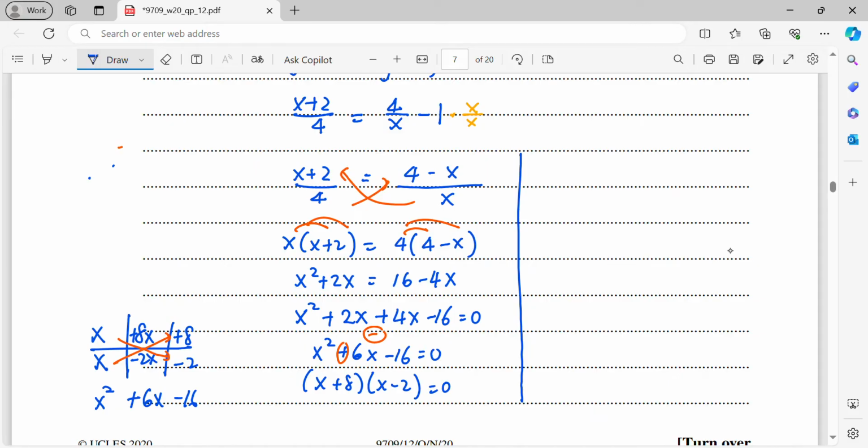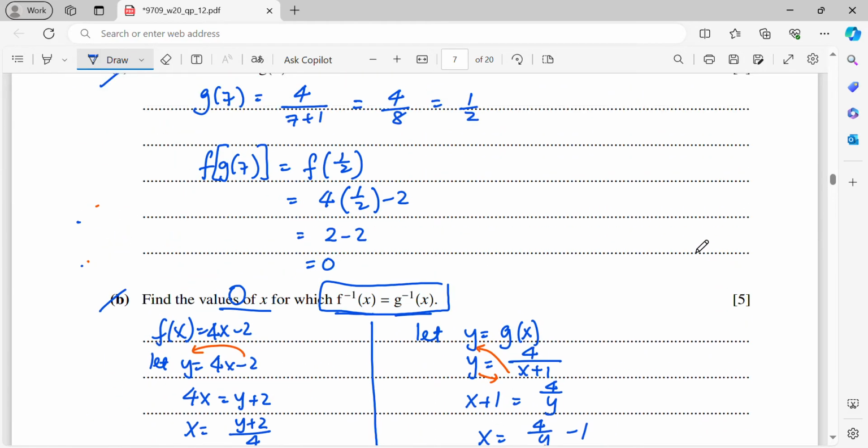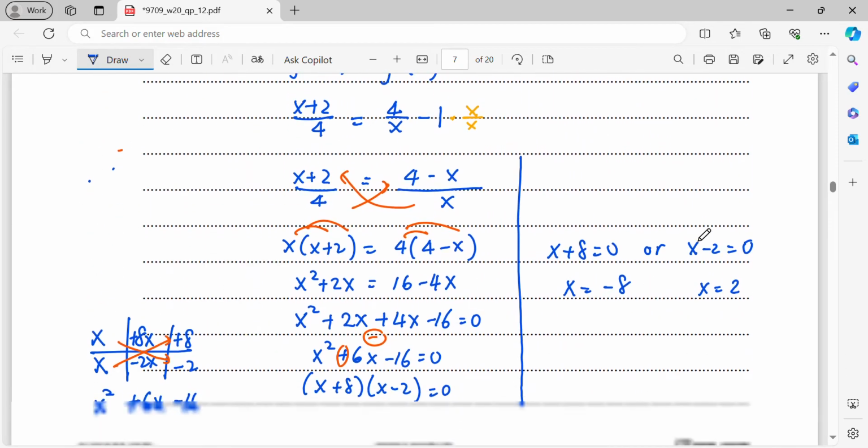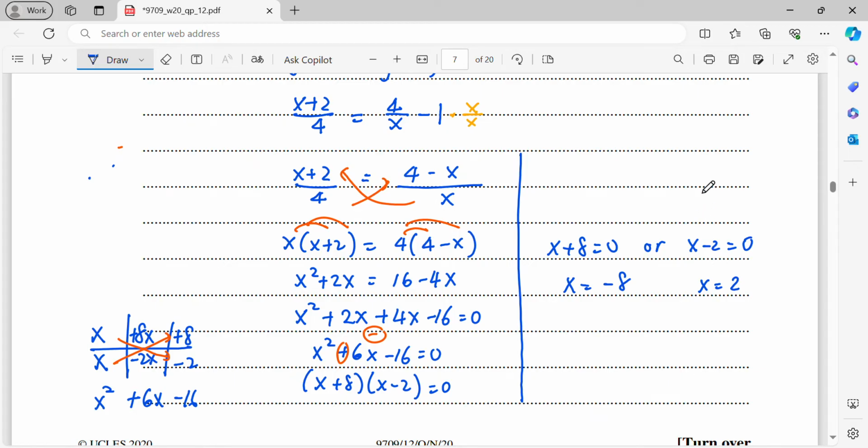When the multiplication of these two terms equals 0, it means that x plus 8 equals 0 or x minus 2 equals 0. One of them must be 0 in order to get the product equal to 0. So which means my x will be minus 8 or x equals 2. So these will be my x values, because it's mentioned values over here. Okay, this is my solution of this question.